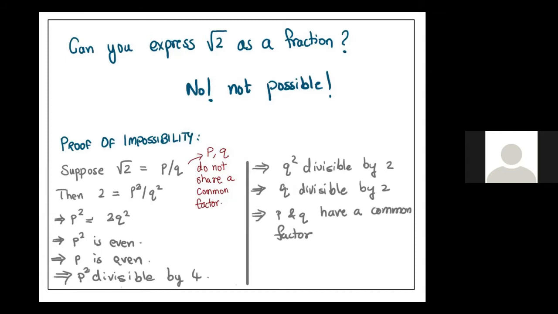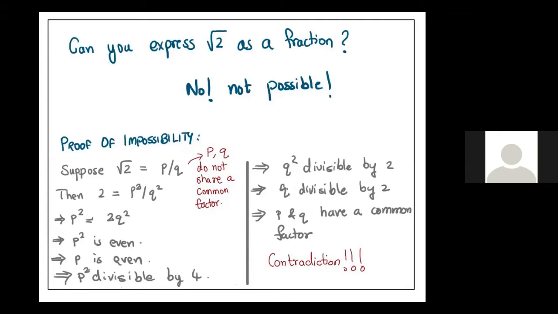But then that somehow gives us that P and Q have a common factor. But we started out with the assumption that they do not. So we come to a contradiction. And the only thing that we assumed at the very beginning was that, in fact, square root 2 can be written as a fraction. So our assumption must be wrong. And that's the proof that square root 2 cannot be written as a fraction.